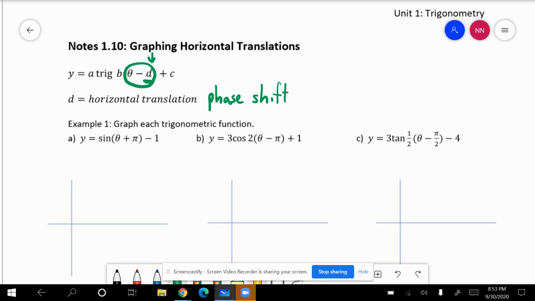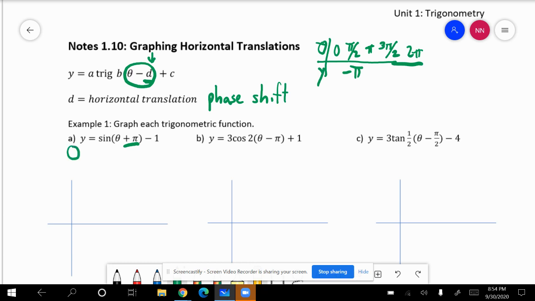With our first example, what we have is a phase shift of negative pi. That means that we're going to shift all the values to the left pi. Now, if we remember, for sine and cosine, what we have is theta. Our theta values are 0, pi halves, pi, 3 pi over 2, and 2 pi. Now, because we're shifting them to the left pi, that means we're subtracting pi from each of our values.